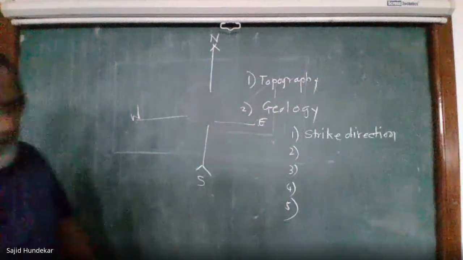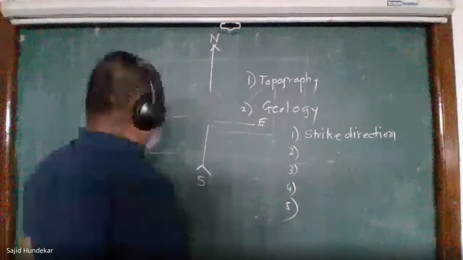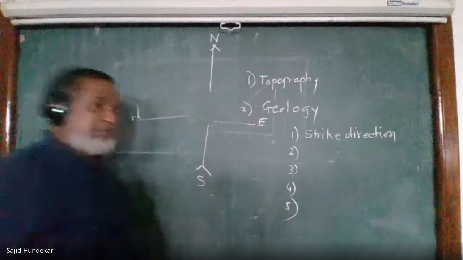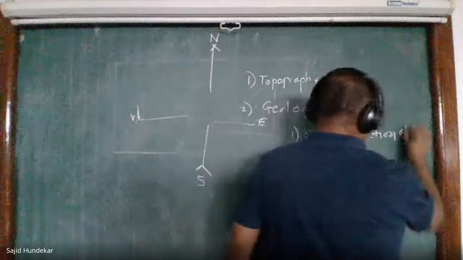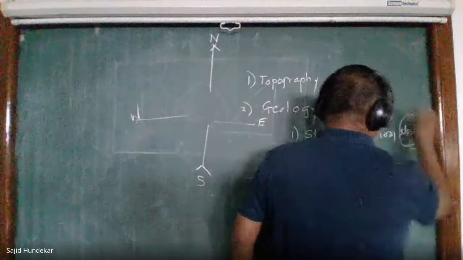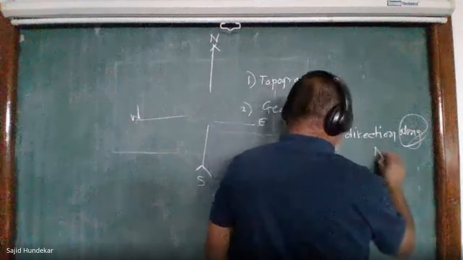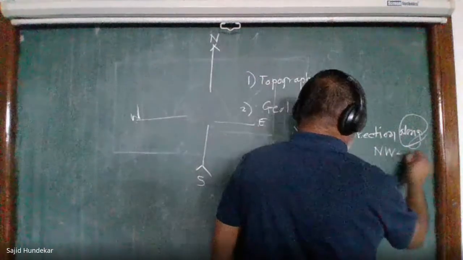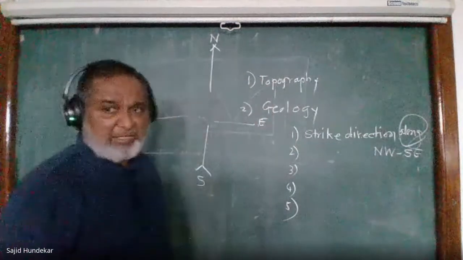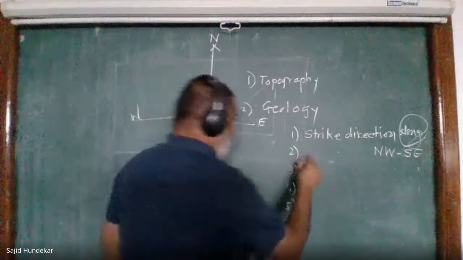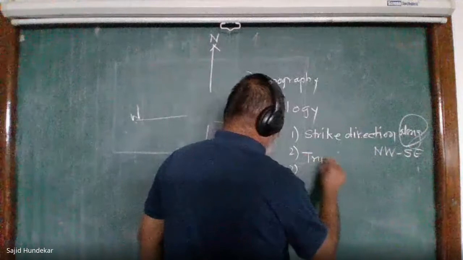This is the first observation you have done. The second one, you have to find out the deep direction. First one, side direction is along. The word is very important. Along north, west, dash, south, east. This is the way you have to write down the answer. The second one, you have to write down the true deep direction.